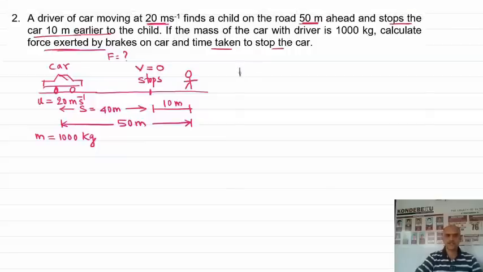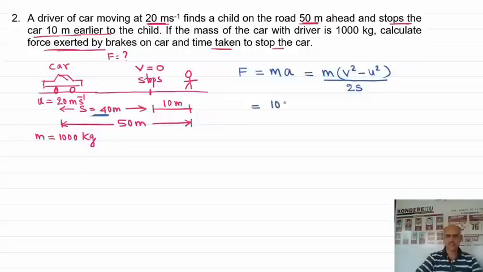Again, Newton's second law we will use: F is equal to ma. Instead of a, we know initial velocity, final velocity and distance. Distance is 40 meters, right? Don't take 50. So if I substitute for a, I can write it as v square minus u square divided by 2s. Substitute all the values, you will get force.